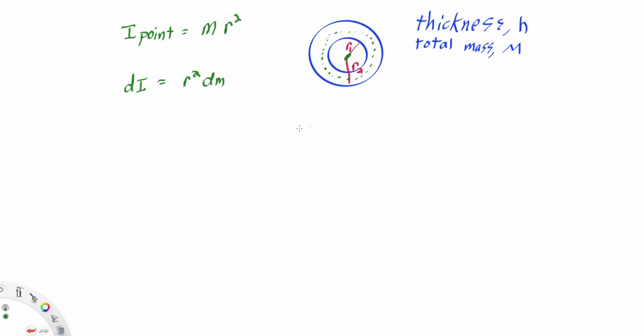Right? We need to know how much volume, because what we really are interested in is how much mass is in this little dotted circle. And we know that we can get the mass by taking the density times the volume.